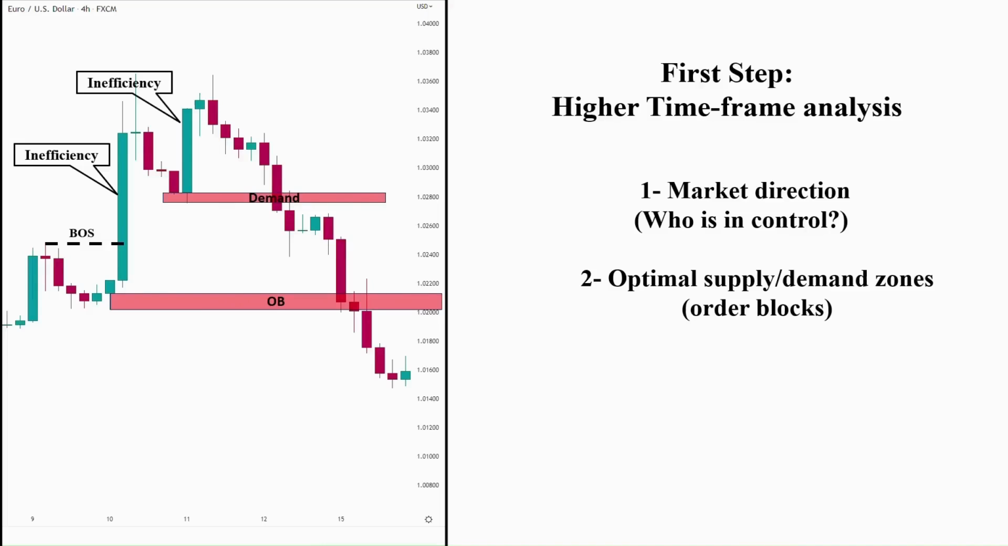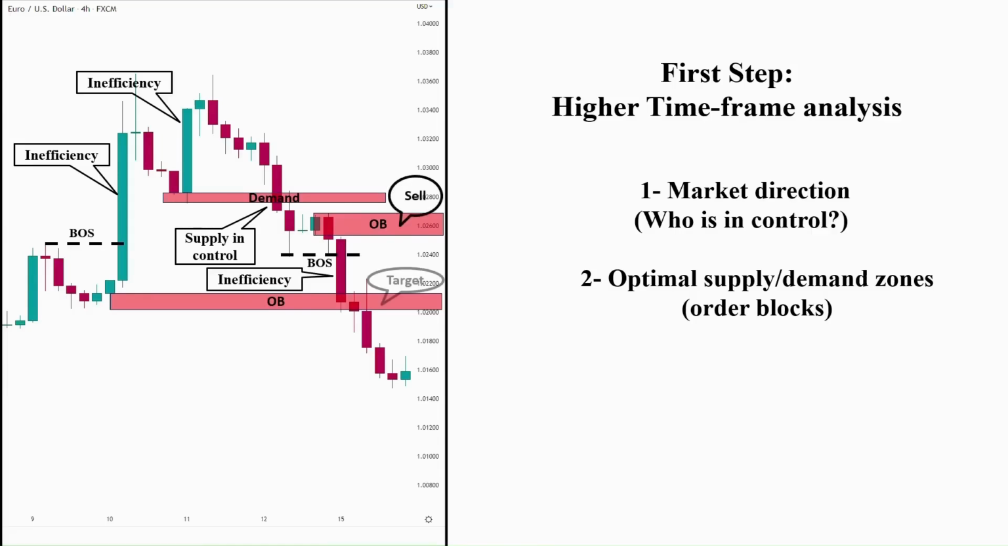After that price broke the demand zone to the downside, we can now say that supply took control. Once again, we had inefficiency with a break of structure, so we mark the new order block. And this zone would make a perfect selling opportunity, and our target would have been the next unmitigated order block.